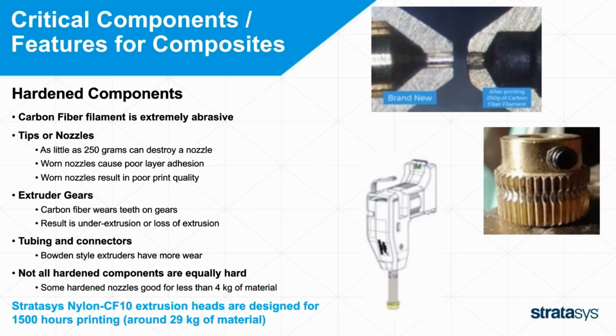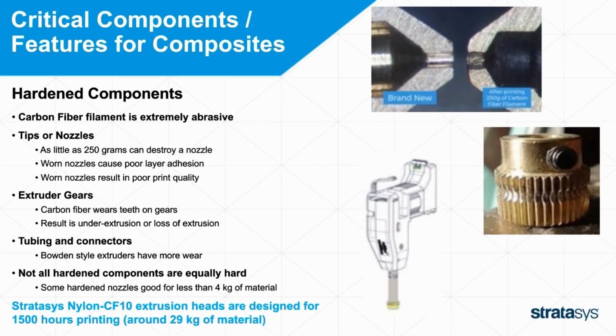And then the last thing is the tubing and connectors. The fiber wears those also, even the Teflon tubing, and especially in a Bowden style where the filament is pushed into those tubes, it wears more.